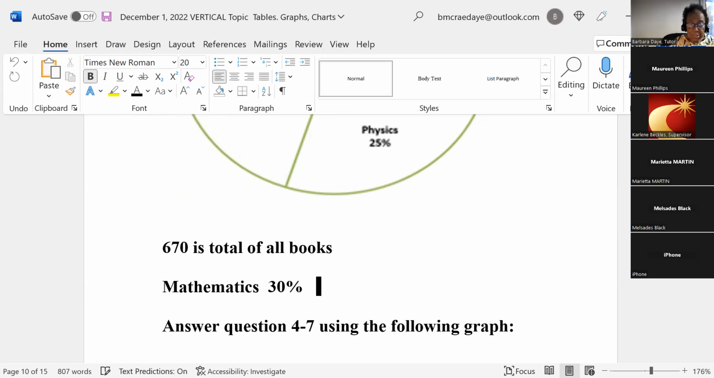What's your answer, Mercedes? 201. Okay, I got 201 flat. That's correct, Mercedes. So, Maureen, it is not a division. 30% of 670 is a multiplication.